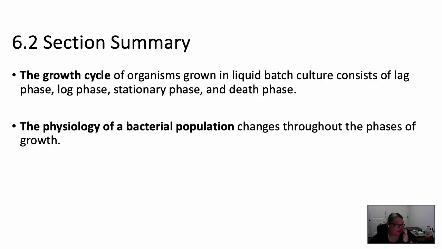Okay, so that is section 6.2. We've now talked about the growth cycle. So you know the lag phase, the log phase, the stationary phase, and the death phase. And we've talked about the different ways that bacteria can change their attributes through the different phases. And we've talked about how growth is exponential. We know how to calculate it now. We know about batch cultures.